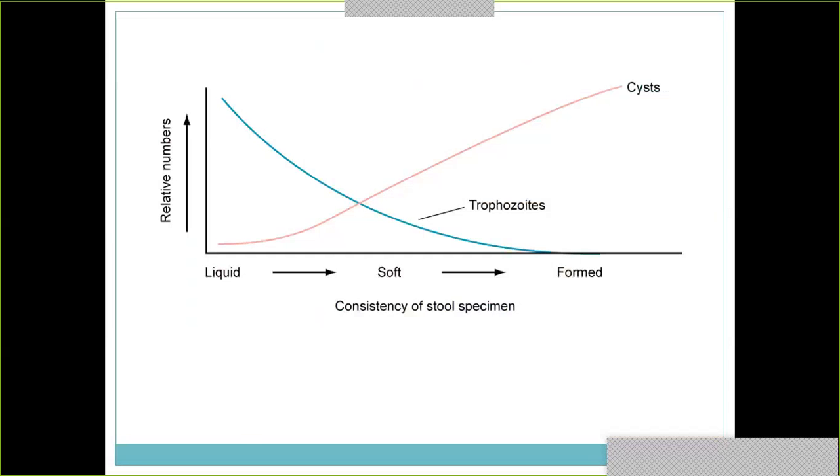I love that somebody actually has done this study. They have found that based on the consistency of the stool, whether it's liquid, soft, or formed, you might find more of certain forms. If it's a liquidy stool, you're going to find higher numbers of trophozoites. If it's a more formed stool, you're going to find higher numbers of cysts. It's just FYI. I just personally think it's amazing that somebody did that study.